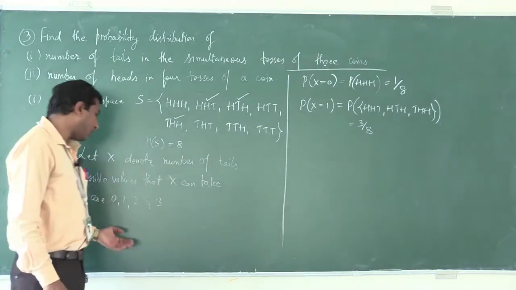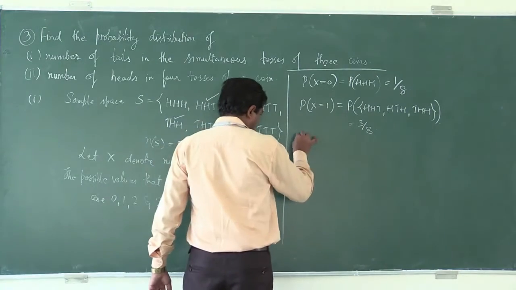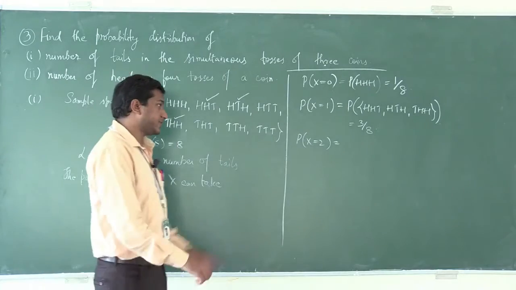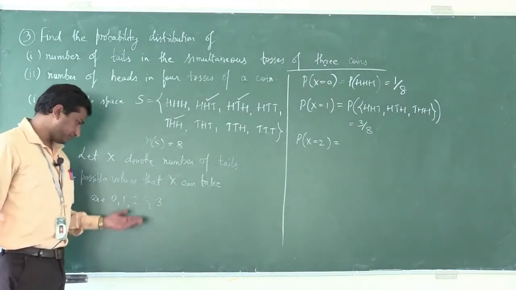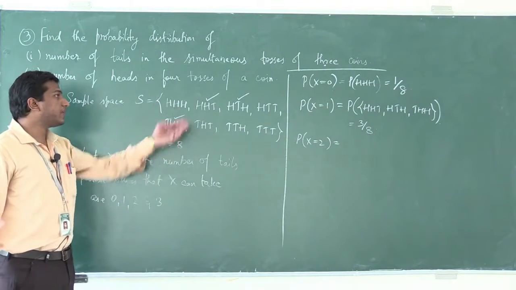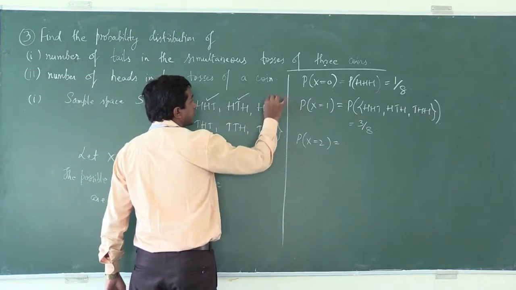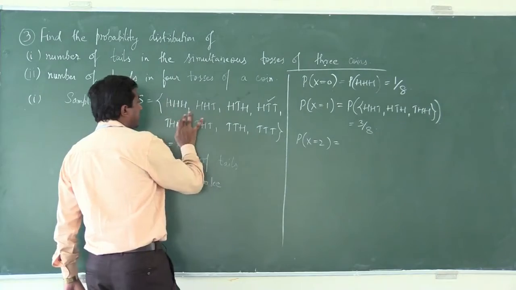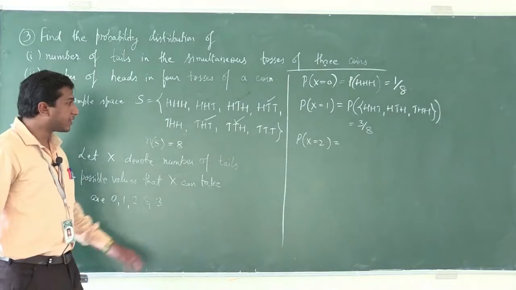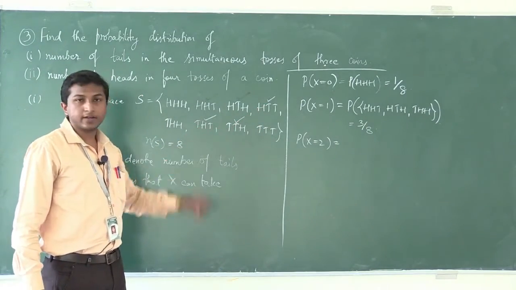Okay, moving on, we have to calculate the probability when x equals 2. So P of x equals 2. What is this? When will x be equal to 2? What does x denote? It denotes the number of tails. So when are we getting exactly 2 tails? When we are getting HTT, okay, then THT and TTH. Again there are 3 outcomes, HTT, THT and TTH.